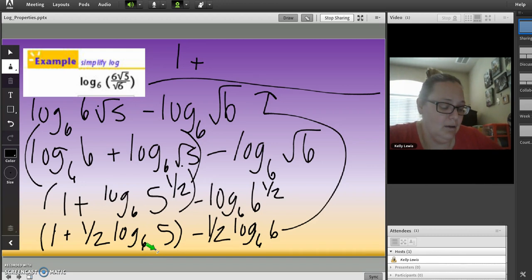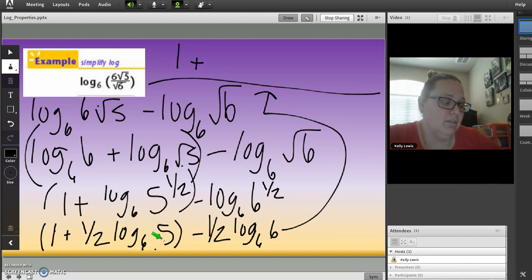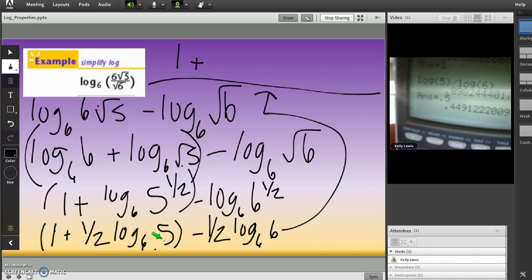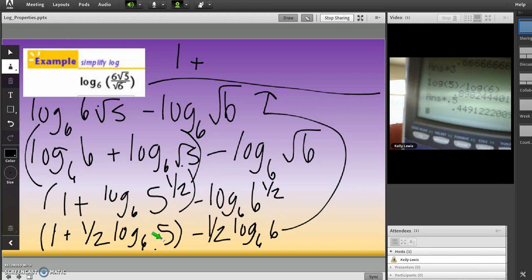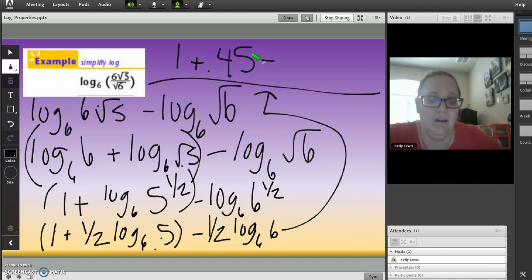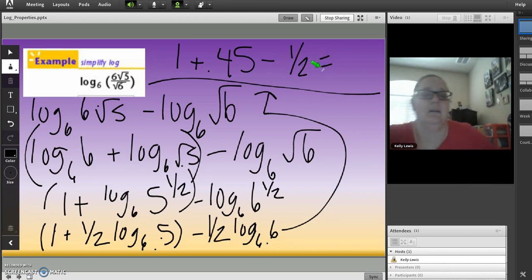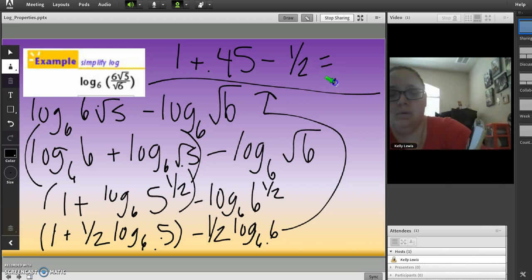In my calculator, I'm going to do change of base. I'm going to do log 5 divided by log 6. That's this right here. I get that. And then I need to multiply by 1/2, which is the same as multiplying by 0.5. So I get 0.45 minus, okay, right here, log base 6 of 6 cancels to be 1. And so 1/2 times 1 is just 1/2. So plus 1 minus 1/2, and so I get 0.95.